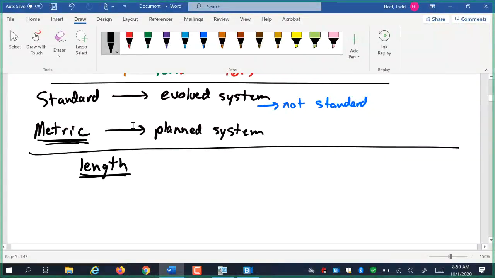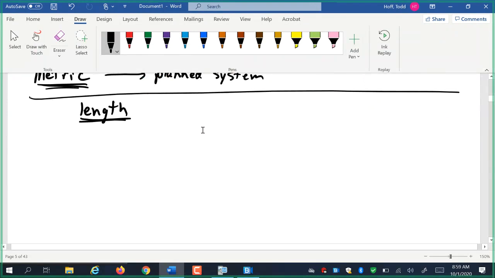So I've talked up the metric system as being a planned system that makes more sense. One of the biggest goals of the metric system was not to have all these different units. Every type of measurement has exactly one unit that is used. And for length, that unit is the meter.